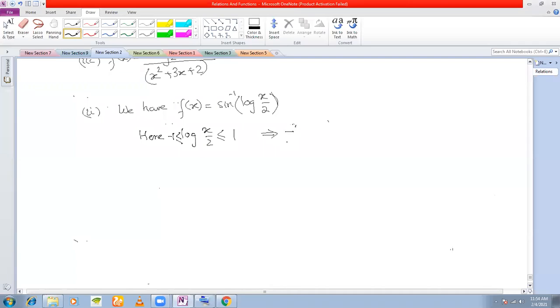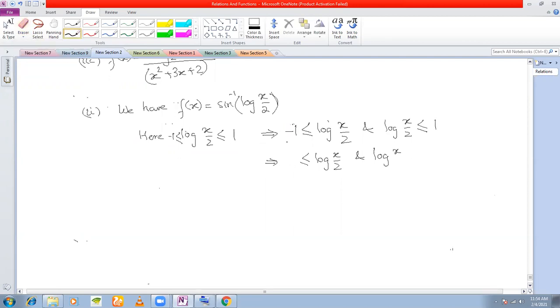Yes, sir, I'm following. That means this inequality can be broken up into two inequalities, this and log x by 2 is less than or equal to 1. That means what can you write? 2 to the power of minus 1 is less than or equal to log x by 2, and log x by 2, not 2 to the power of minus 1, sorry, e to the power of minus 1.